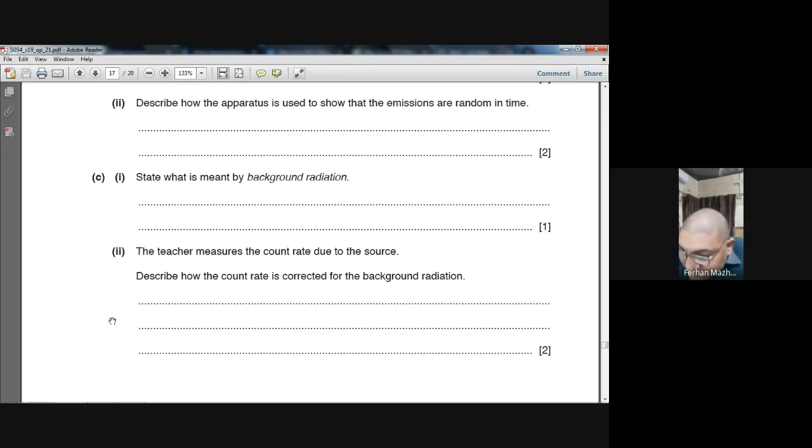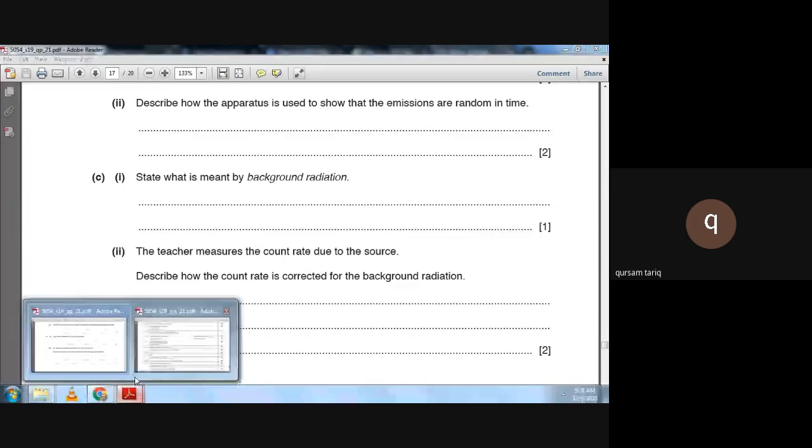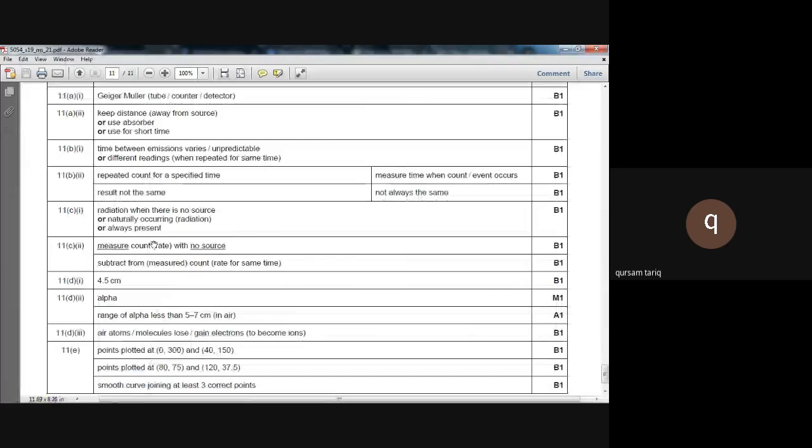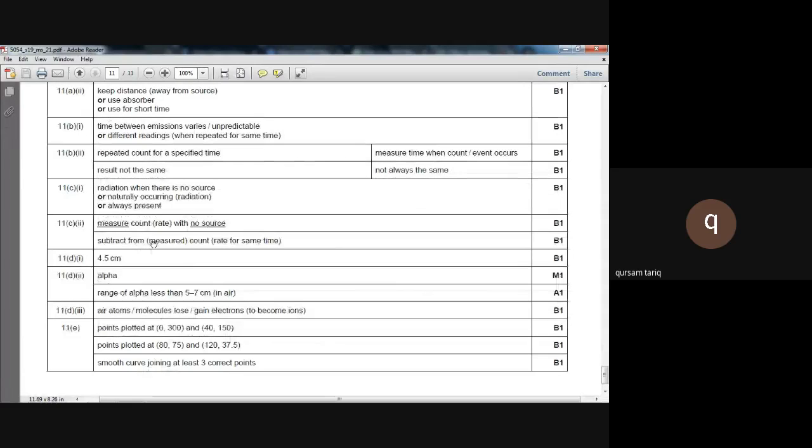You understand? Yes, sir. The radiation that is present all the time, and our body is adapted to its exposure, is called background radiation. Okay. He says the radiation when there is no source, or naturally occurring radiation, or always present. So your sentences are right.